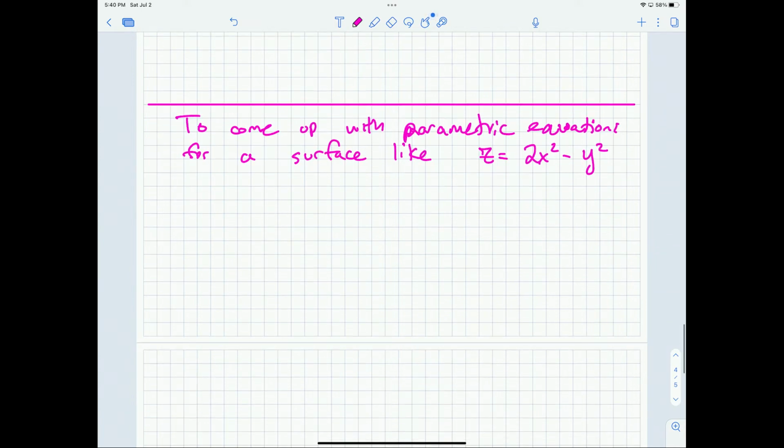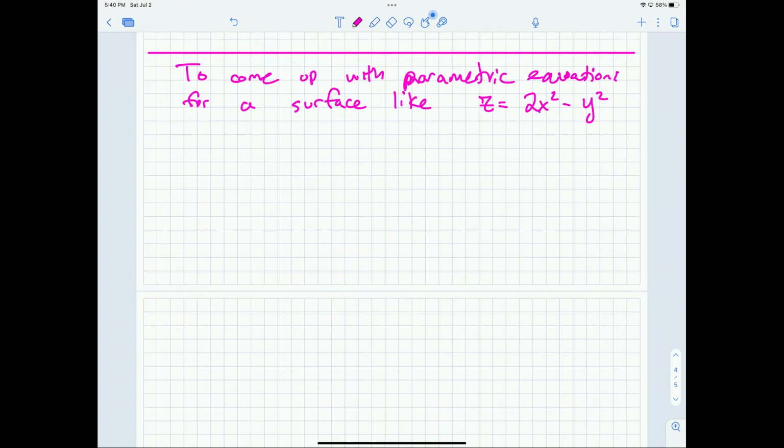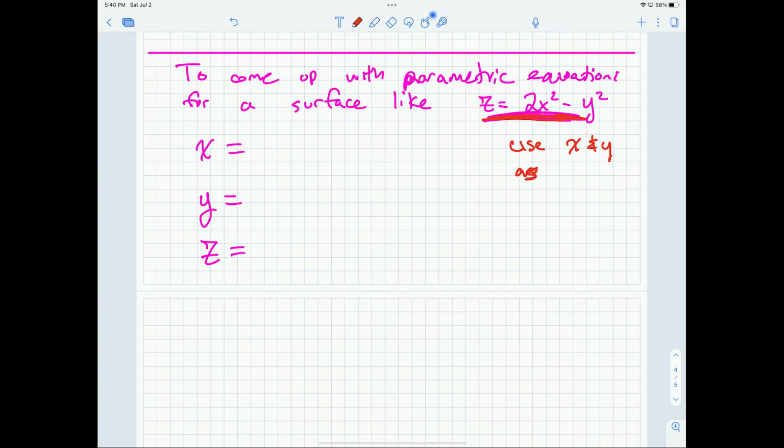I don't care about that. We'll plot it in a second just to look at it. But how would you do this, right? Because this is not parametric equations. Parametric equations is when we have one equation for x, one equation for y, and one equation for z. Initially, you're not going to know how to do this. But if it's solved for a single variable like it is here, you just use x and y as parameters.